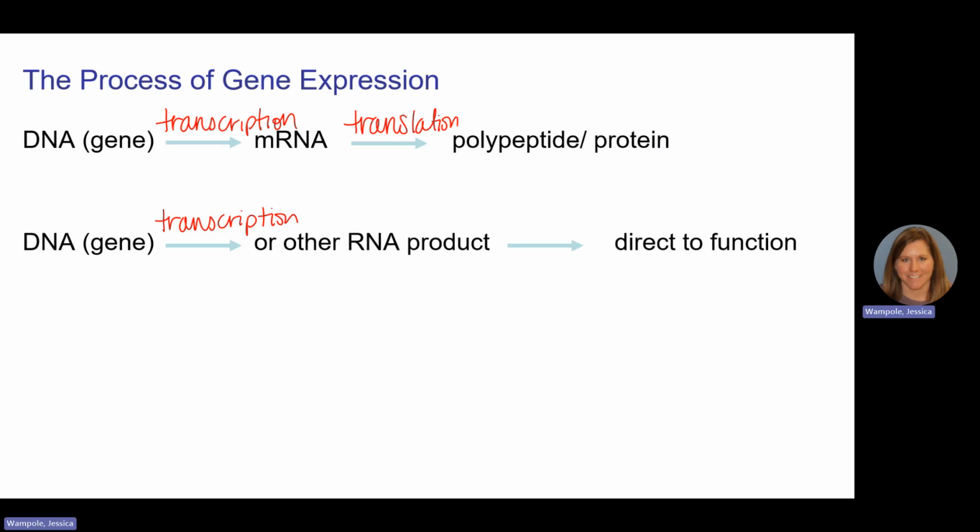We are going to talk about transfer RNA. Transfer RNA would be an example of a direct-to-function RNA product. So we would use a gene that encodes the sequence for the transfer RNA, and then we don't make a protein out of it. The transfer RNA itself has a job in the cell.